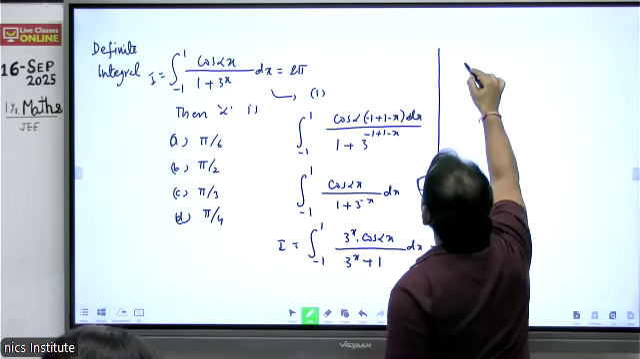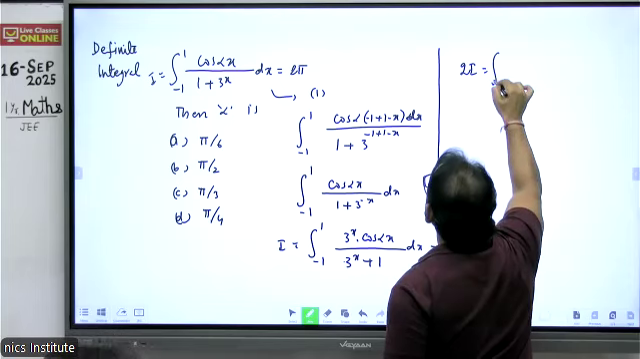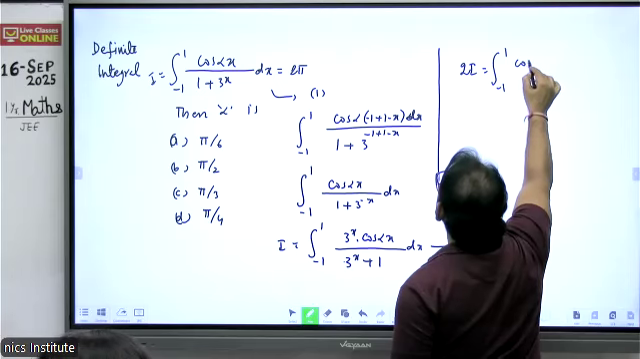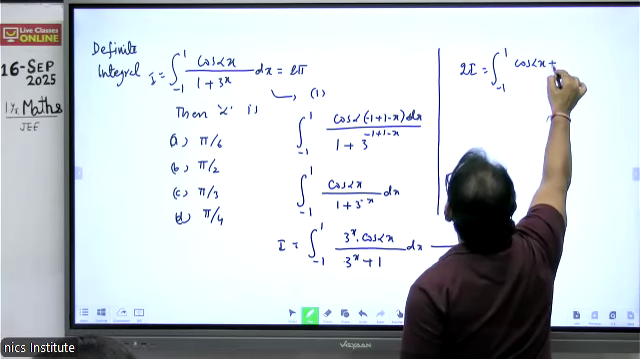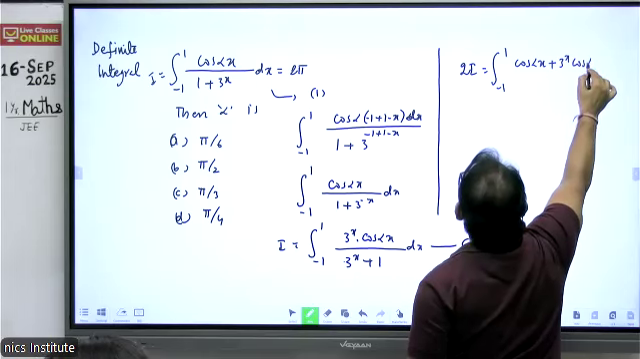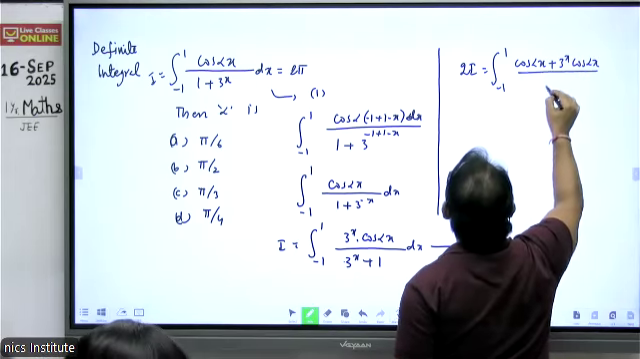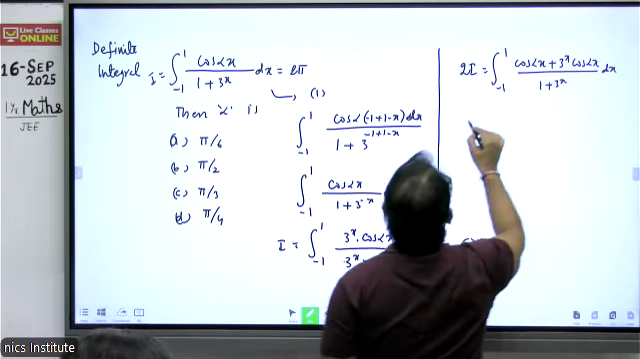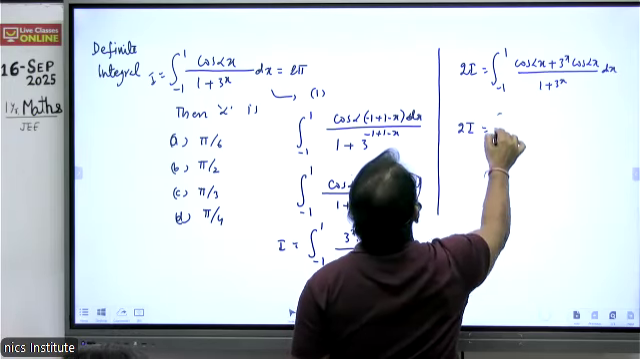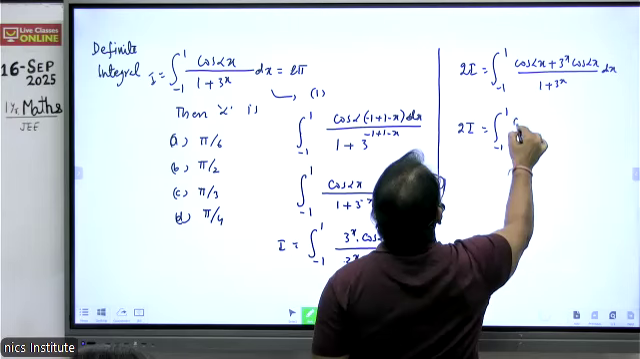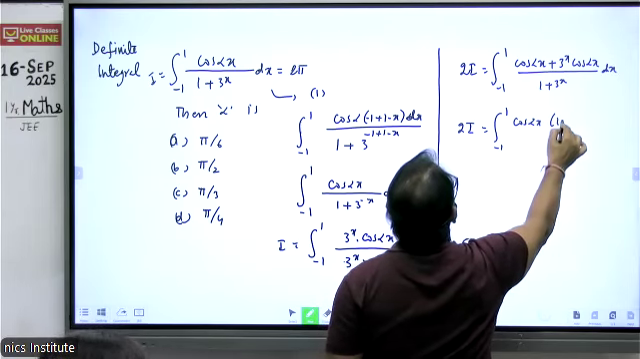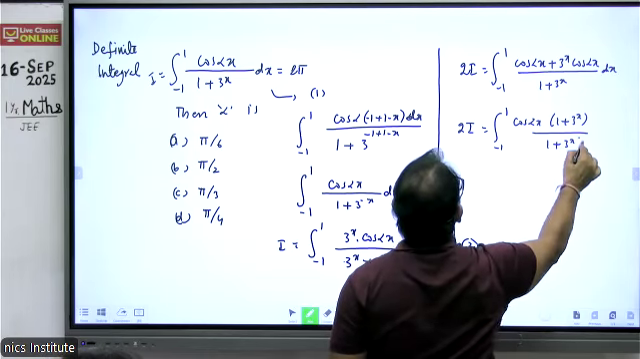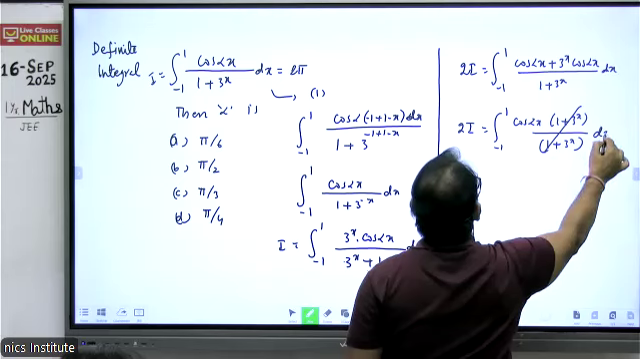So after adding, it is 2I on the left hand side, minus 1 to 1. The denominator is the same, so the numerators will be added: cos alpha x plus 3 to the power x into cos alpha x, divided by 1 plus 3 to the power x. So 2I is equal to the integral from minus 1 to 1. You can take cos alpha x common: 1 plus 3 raised to power x over 1 plus 3 raised to power x. This cancels out.